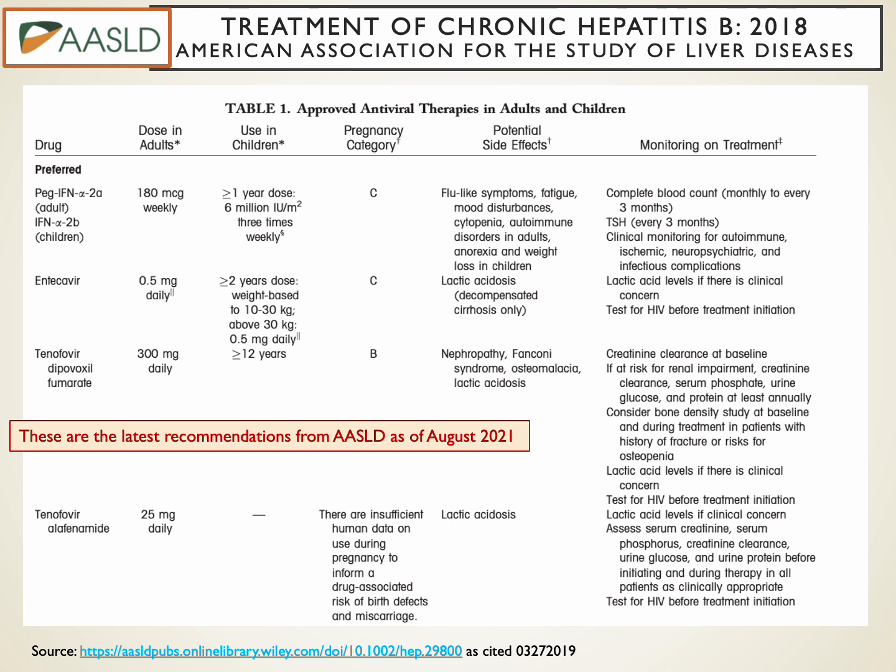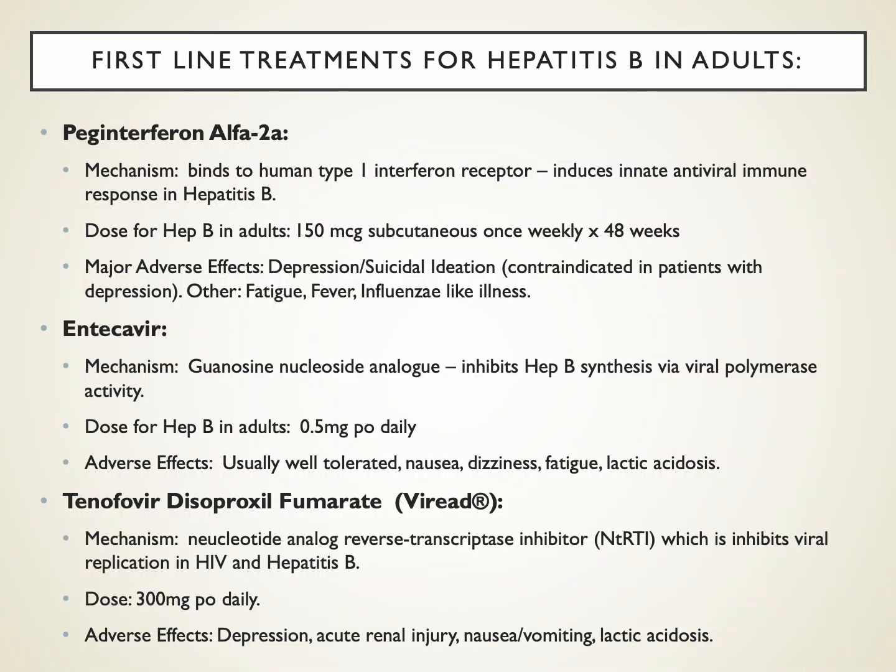But they're generally well-tolerated agents. The next slide will go through a little more characterization of what we expect for each of these agents. So the pegylated interferon, interferon alfa-2a, really binds to the human type 1 interferon receptor. The big issues with this: it's a subcutaneous injection once a week. It's long-acting because it's pegylated. It's given for almost a year.